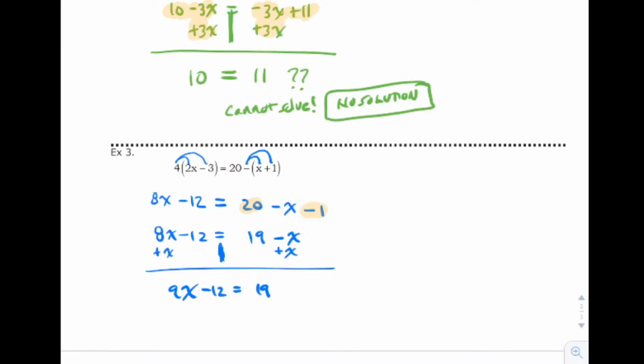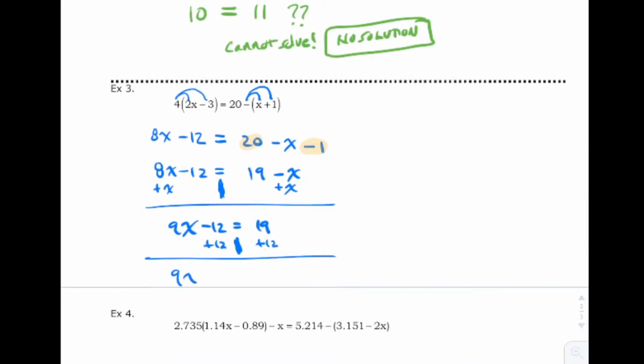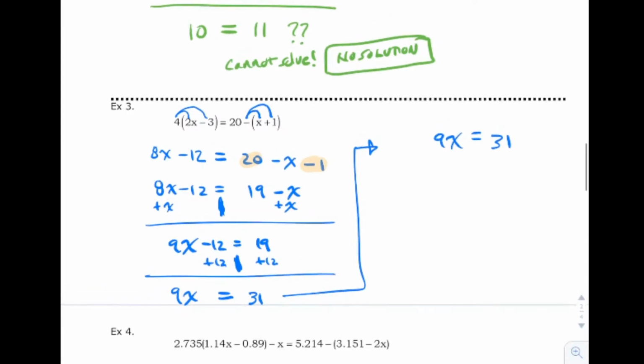Now, I like the 9x there. What I don't like is the minus a 12, so I'm going to do the opposite. I'm going to plus a 12, keeping my sides separate. So now the left side becomes a 9x. Minus 12 plus 12 goes away. And the right side is 19 plus 12, which is 31. Let me bring this up over here because we're running out of room. 9x equals 31. Now it's time for our last step, which is where you find your x.